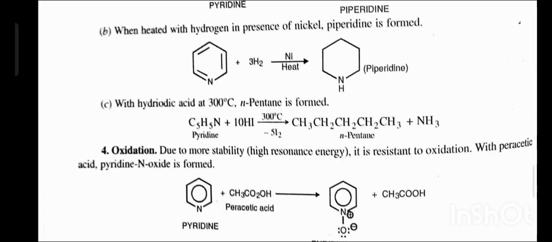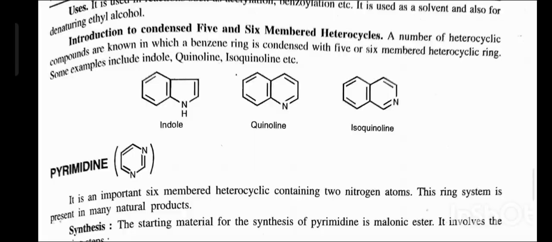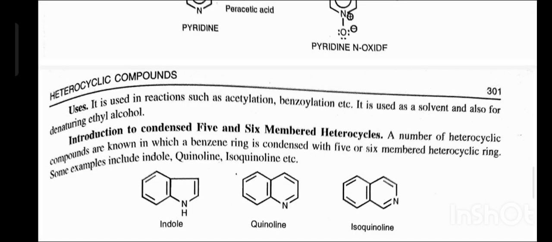Fourth, oxidation. Due to more stability, it is resistant to oxidation. With peracetic acid, pyridine N-oxide is formed. Uses. It is used in reactions such as acylation, benzoylation, etc. It is used as a solvent and also for denaturing ethyl alcohol.